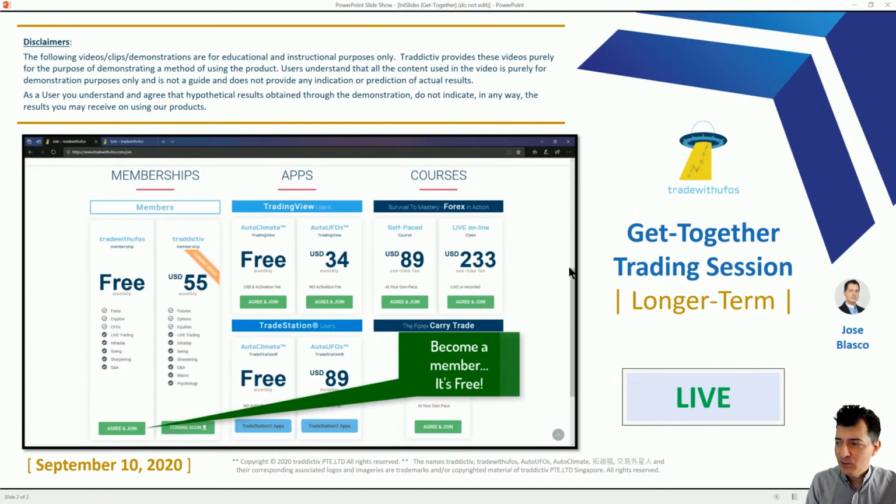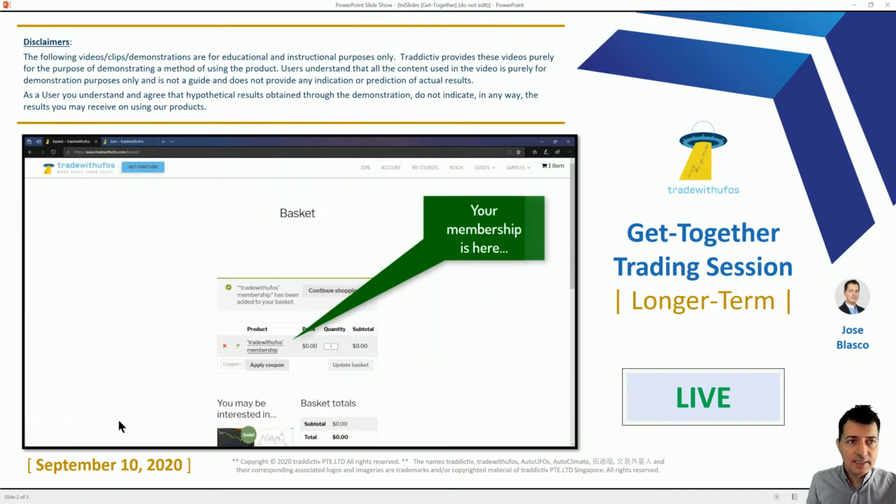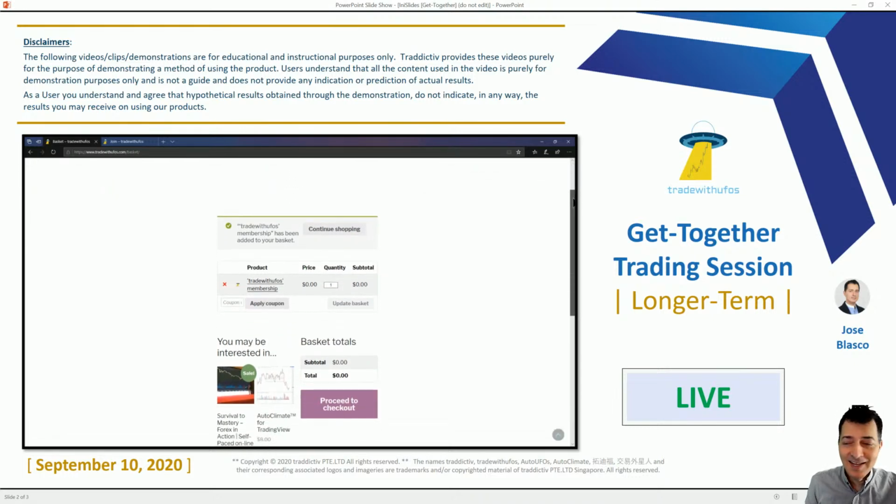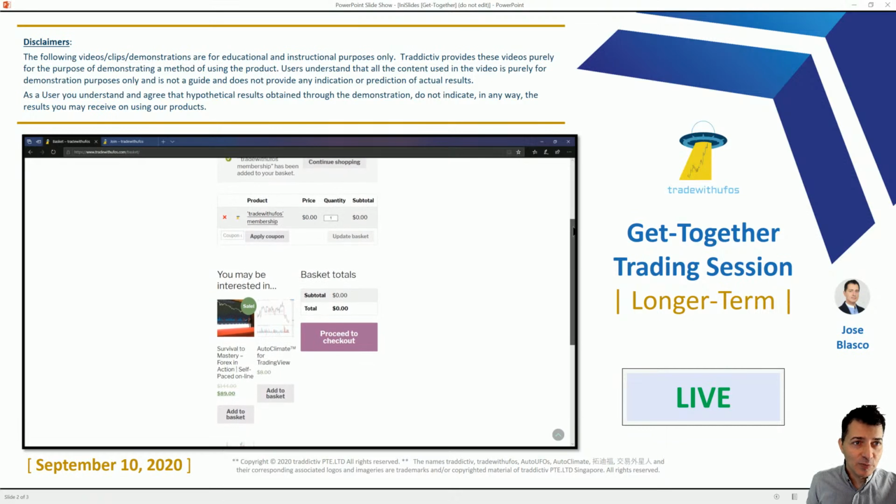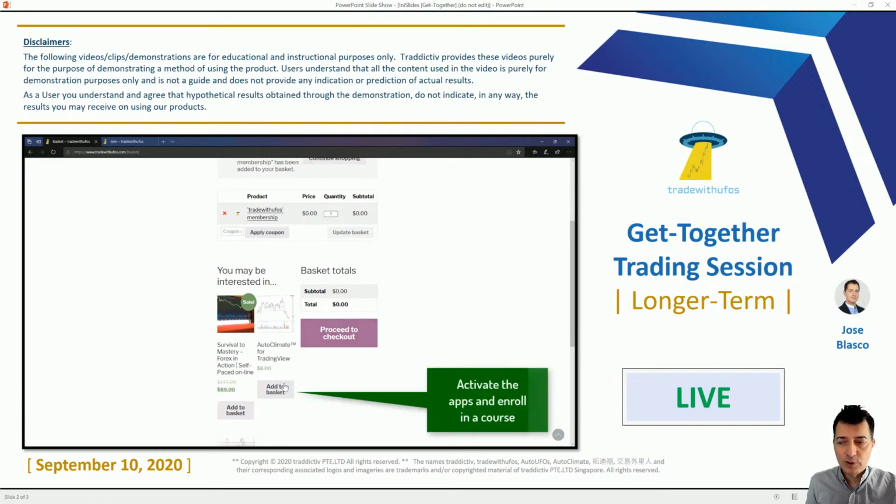Today we are getting together to do a little bit of longer term trading. Longer term trading means anything above and beyond day trading or intraday trading. Therefore, we are looking at opportunities normally to be exploited with options, since options give us options, isn't it? So we're going to be looking at directional opportunities as well as non-directional opportunities.